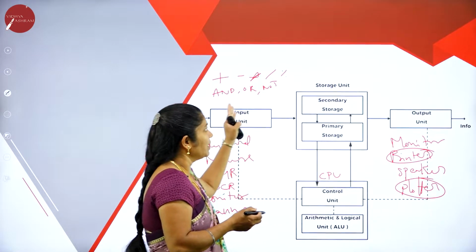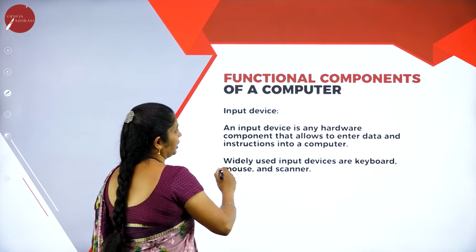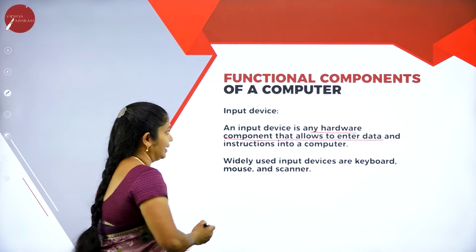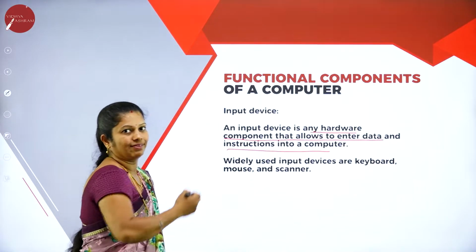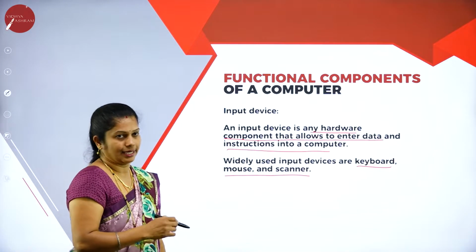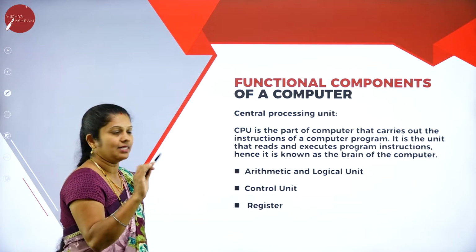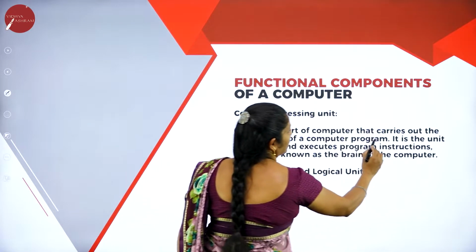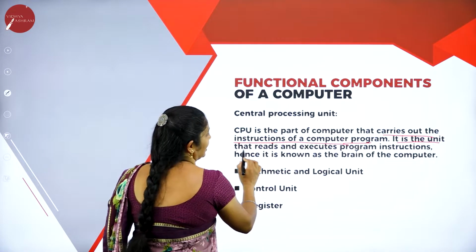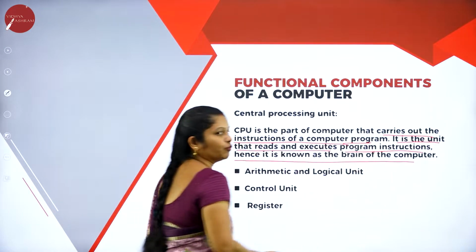Now, is it clear? These are the major functional components of the computer. See, an input unit or input device is any hardware component that allows you to enter data and instructions into a computer. Through that we can give instructions. Widely used input devices are keyboard, mouse, scanner, like that. Then the central processing unit, that is CPU. CPU stands for central processing unit. It is the part of the computer that carries out the instructions of a computer program. It is the unit that reads and executes program instructions, hence it is known as the brain of the computer.